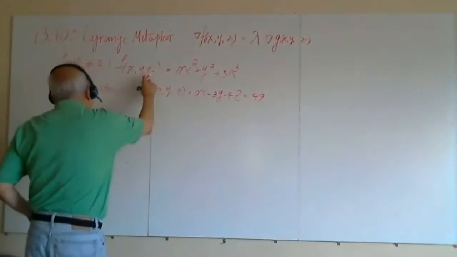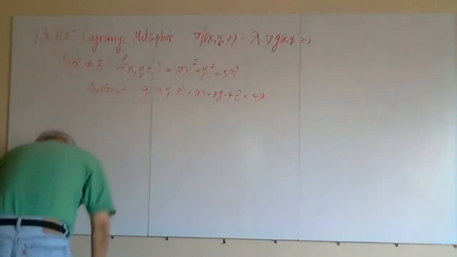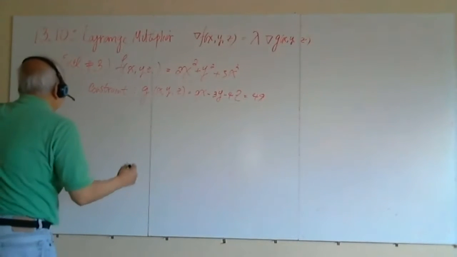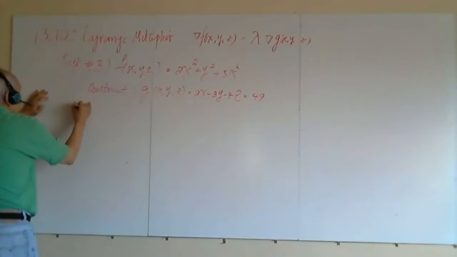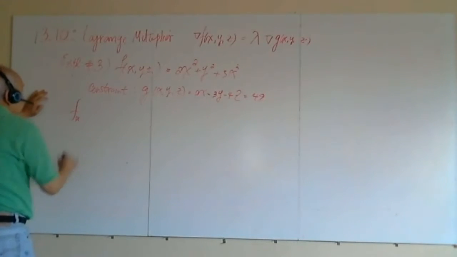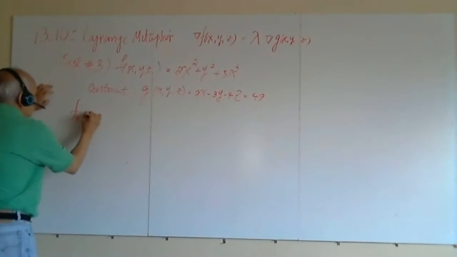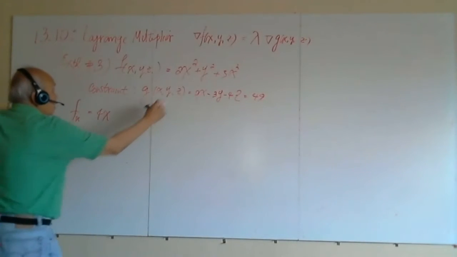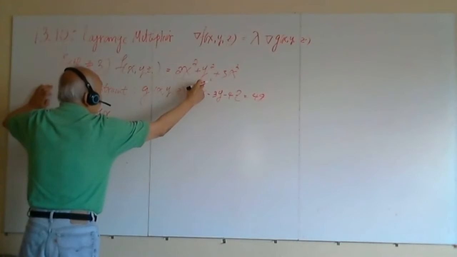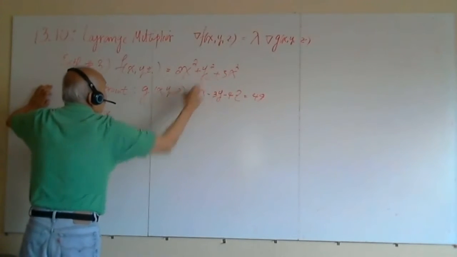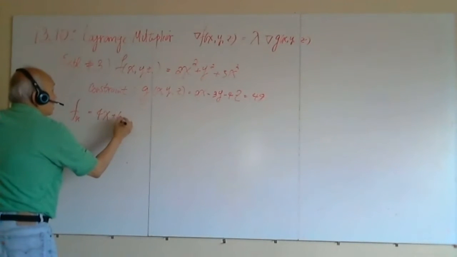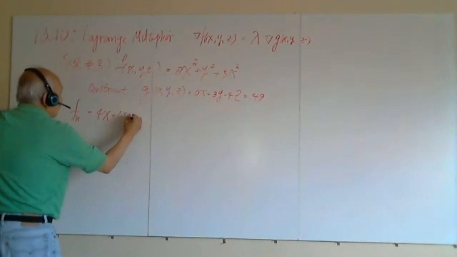Based on this one here, I can easily find out that f partial x can be equal to 4x. This one we get 0 because it is nothing, and then 3x squared is going to be equal to 6x only. Am I correct?